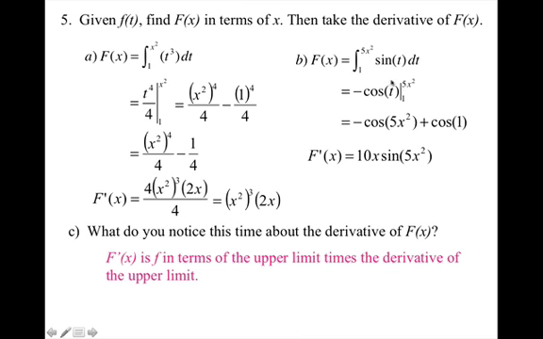Same here. Here's little f, sine t, upper limit is 5x squared. Here I have sine of the upper limit times the derivative of the upper limit. So the derivative of x squared is 2x. The derivative of 5x squared is 10x. And that comes from because when you took the derivative of big F, you had to use the chain rule.